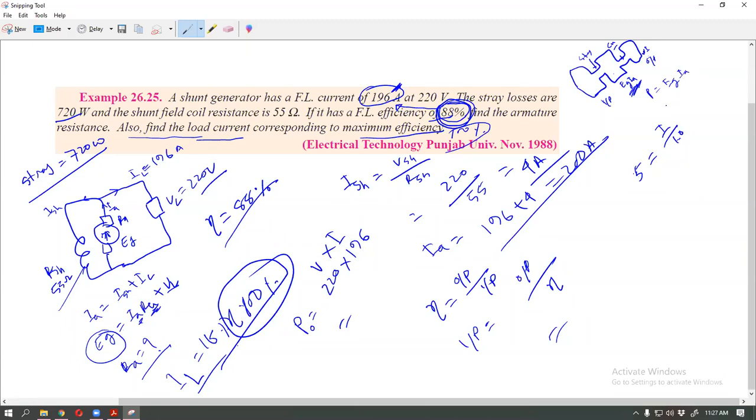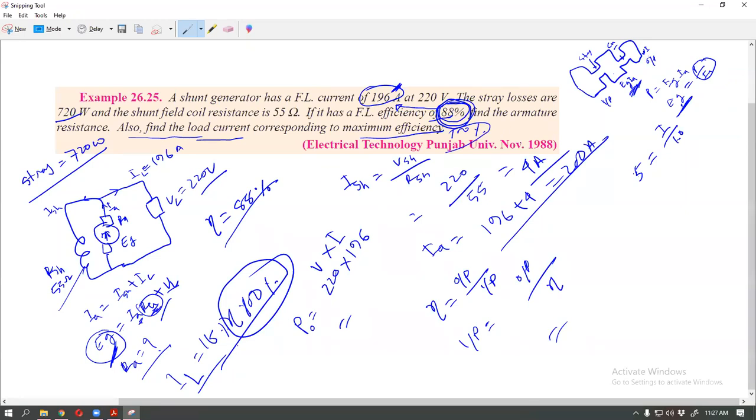And now Ea is equal to P by Ia. So calculate this Ea, and if you find the Ea value, then Ra is equal to here. So we need this formula.